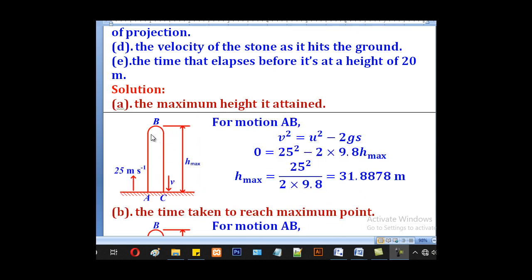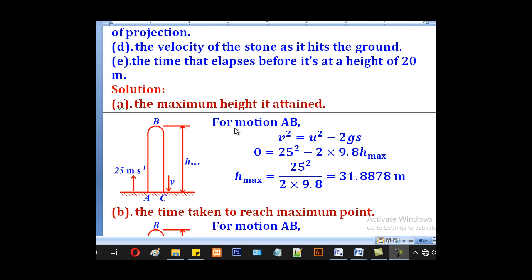So we shall start with part A, which is the maximum height it attained. Now this will be our sketch. It was projected with a velocity of 25 meters per second. This particle will move upwards until a point B where it is momentarily at rest, and at this point its velocity will be 0. Beyond this point, the particle will now move vertically downwards and will hit the ground with a velocity V. So from A to B, that height is known as the maximum height, and that's what we want to get.